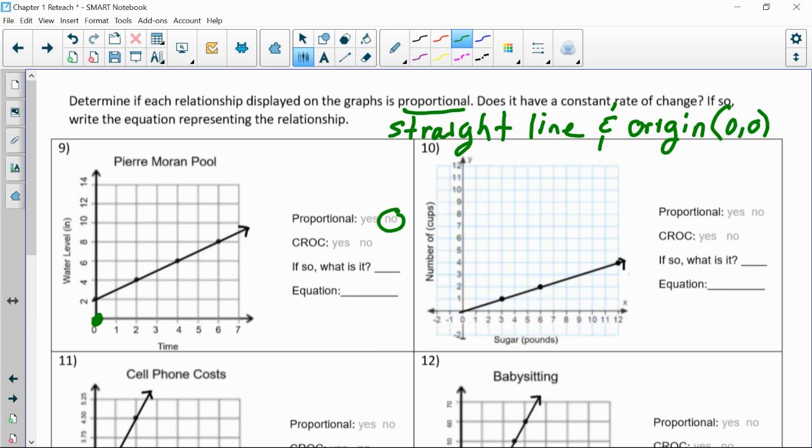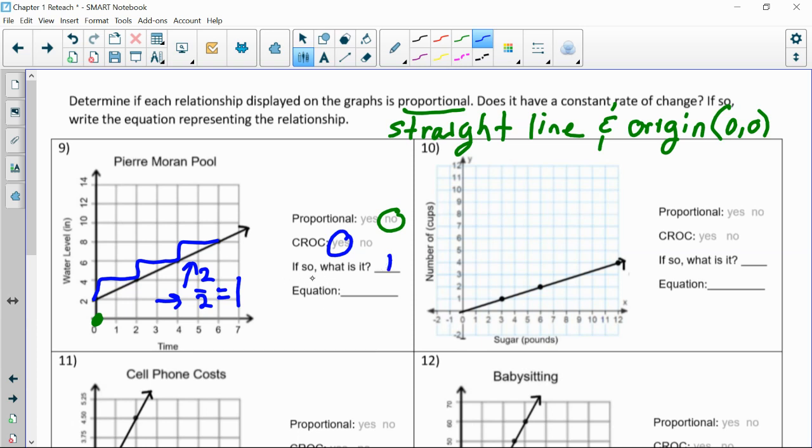But does it have a constant rate of change? Is it consistently going up and over with our rise and run at a constant rate? So if I look here, I went up 2 and then I ran 2. So our slope we know is 2 over 2. Well, that reduces to 1. So yes, we have a constant rate of change. My staircases are even. They go the same way every time. And that means this is 1.